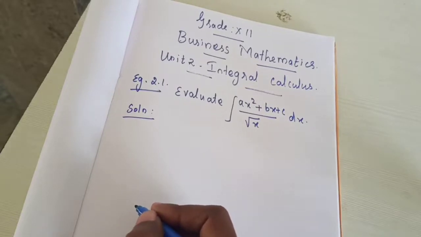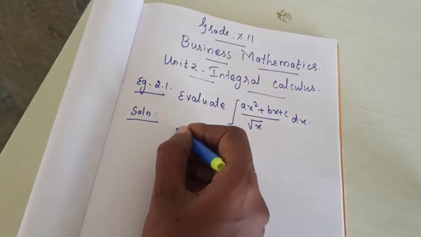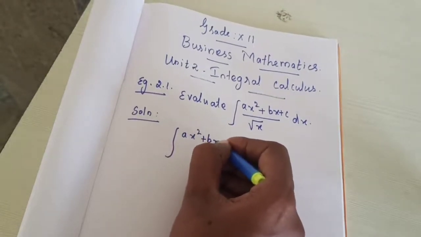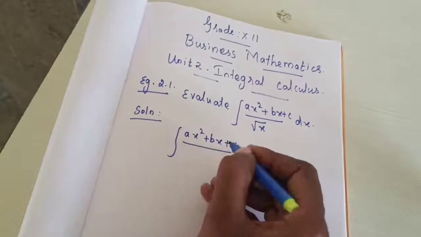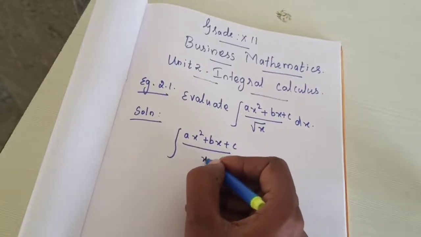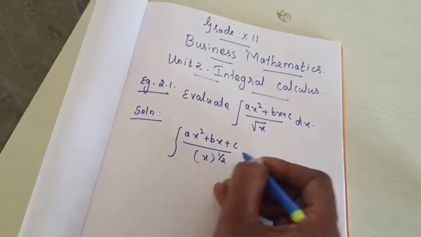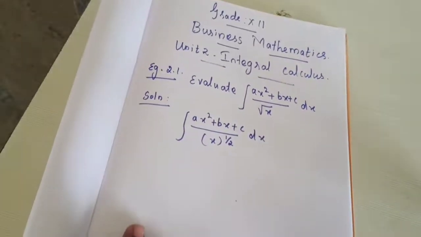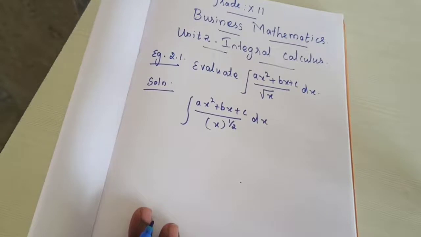So we are going to integrate. How will we integrate? Integrate (ax square plus bx plus c) divided by root x. How will you write root x? We will write it as x power 1 by 2. We know, is it right? In lower classes we have learned this.